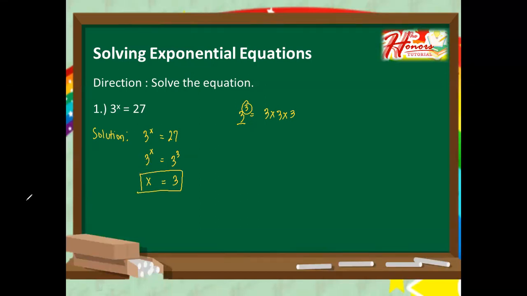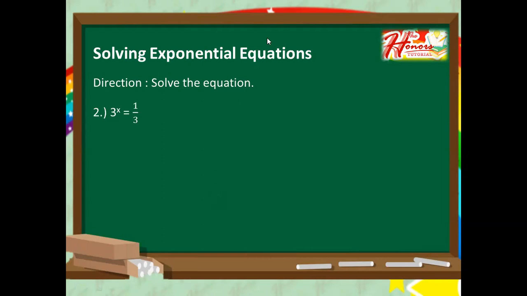Next, number 2. We have here 3 raised to x is equal to 1 over 3. Same process. Kindly write the given first. So let's write the solution here. The given is 3 raised to x equals 1 over 3.